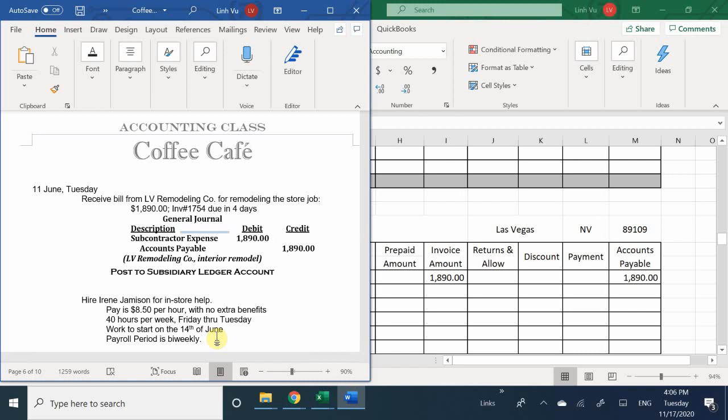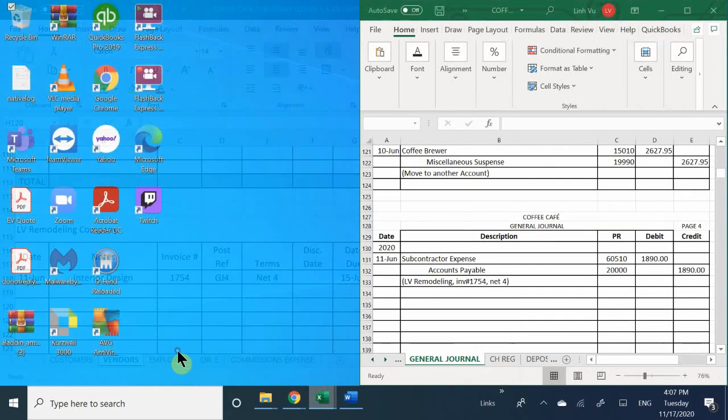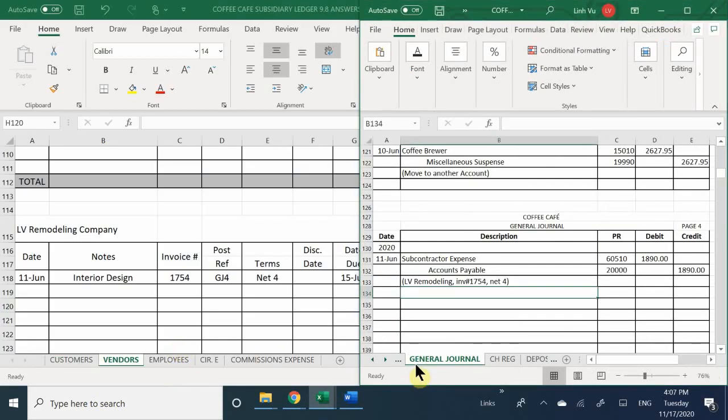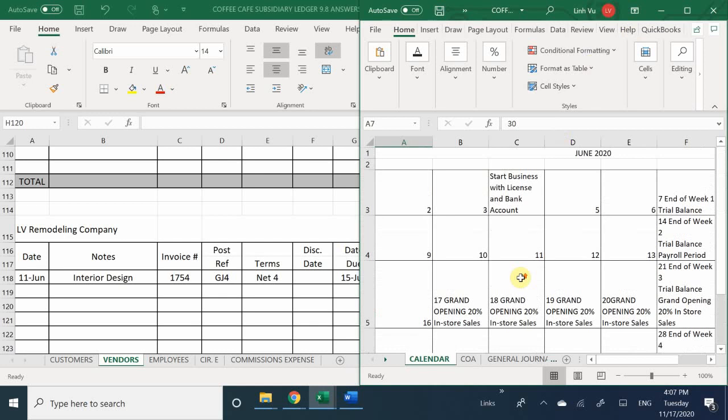Okay. So since you guys are using the workbooks, the Excel worksheets, right? I actually have an additional page in there. I didn't require it for the Word document, but if you go to your general journal, I have a little thing all the way to the left. It's your calendar. All right, this is your calendar of events and what's gonna happen.